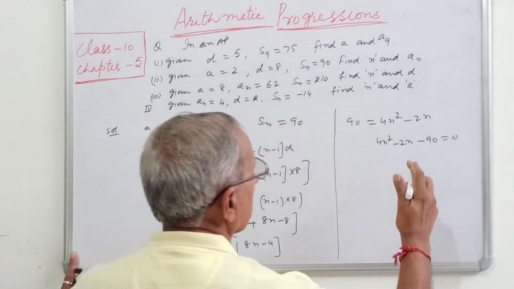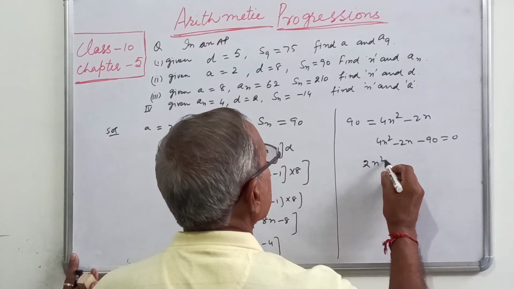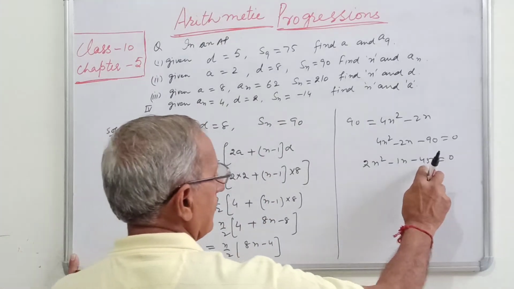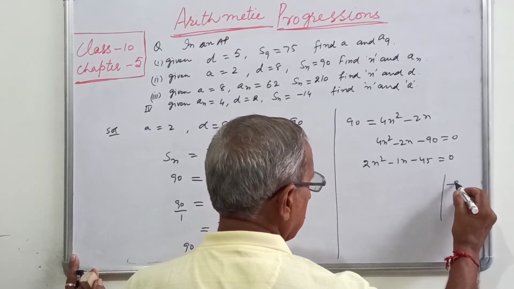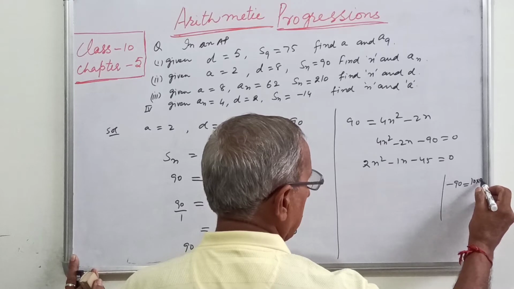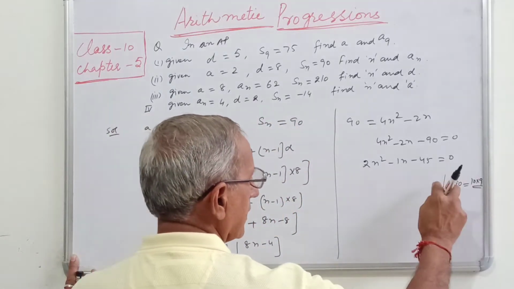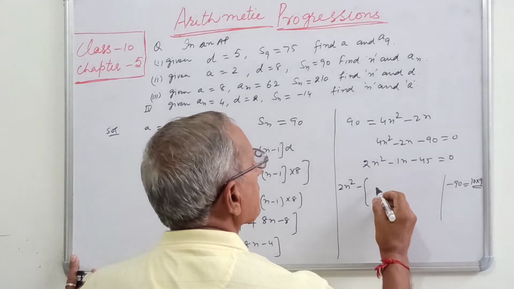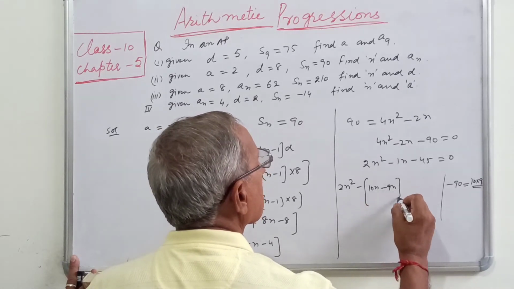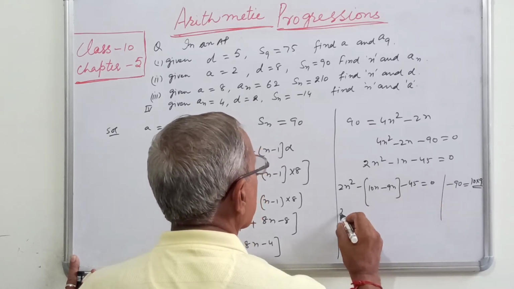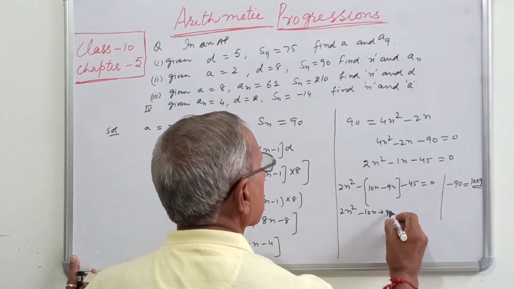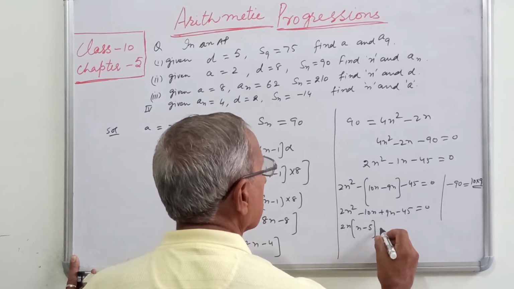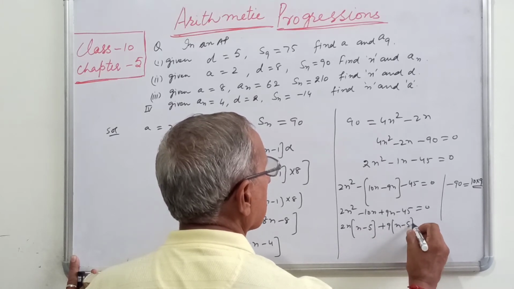90 को हमने इधर ट्रांसफ़र कर लिया. अब ये सभी जो है 2 से डिवाइड हो जाते हैं, तो 2n स्क्वेयर माइनस 1n माइनस 45 इज इक्वल टू 0. अब हमने फैक्टराइज करना है इसको, माइनस 45 मल्टीप्लाई बाई 2 दैट इज माइनस 90. अब 90 के दो फैक्टर्स होंगे, 10 इंटू 9, जिनको मल्टीप्लाई करके 90 बनता है, डिफरेंस करके 1 आता है. तो 2n स्क्वेयर माइनस 10n प्लस 9n माइनस 45 इज इक्वल टू 0. 2n कॉमन, सो n माइनस 5, 9 कॉमन, n माइनस 5.